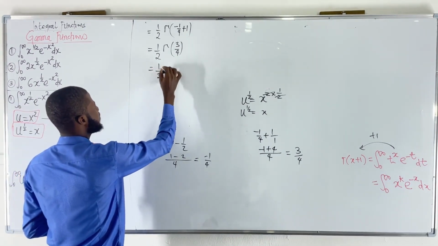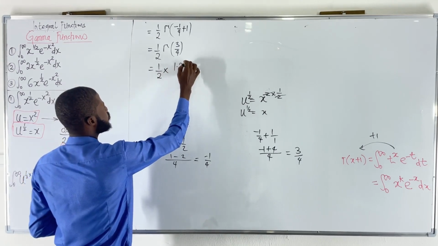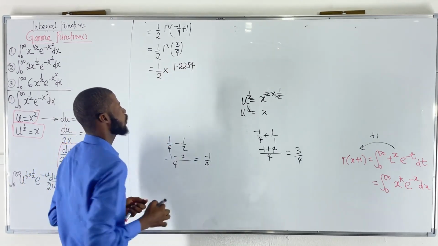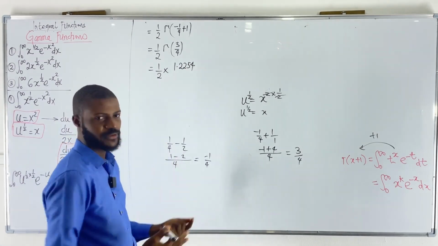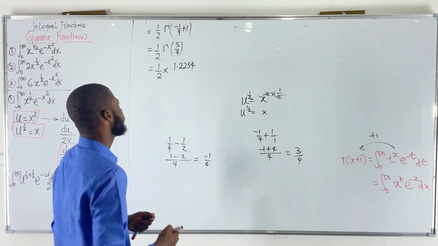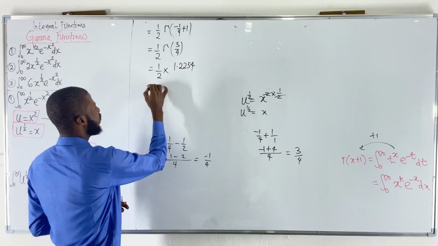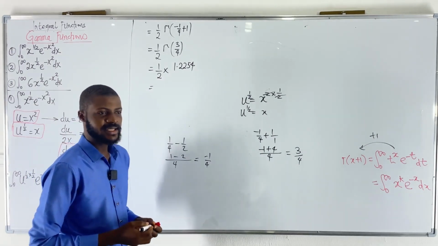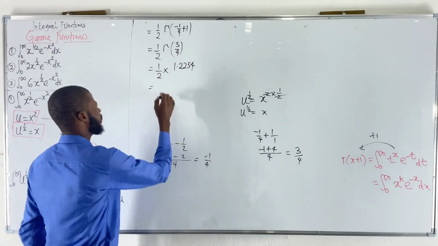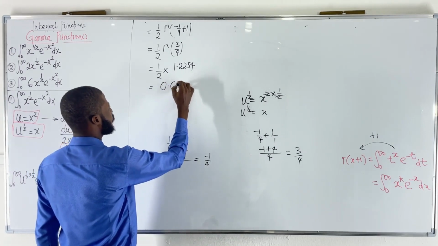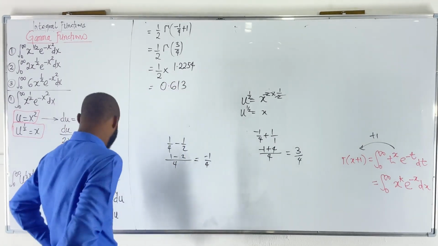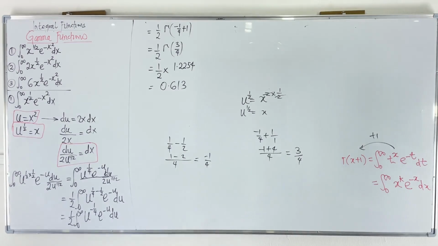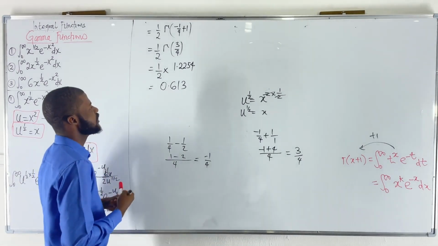2 times 1.2254. It's a special value, so you're going to be given it in the exam. So 1.2254. Now when you take the half of this, it's going to be giving you a kind of nice number. I think 0.613. Sorry, I think it's going to be giving you this number.